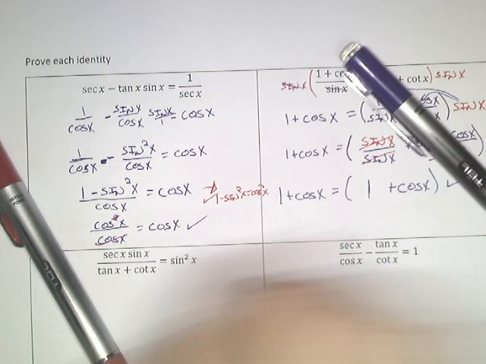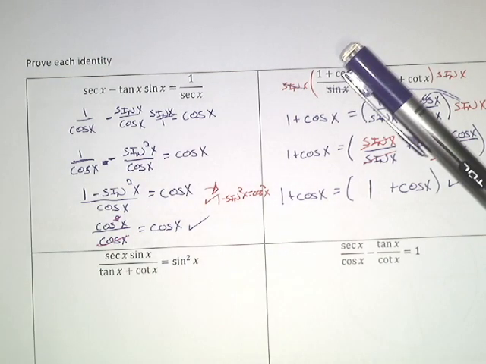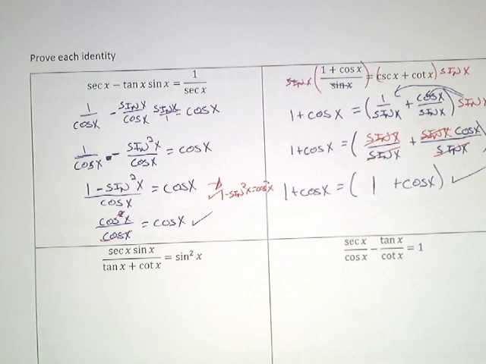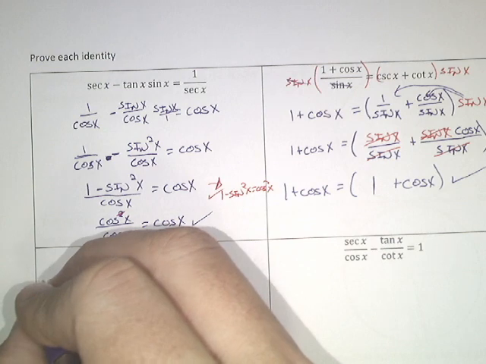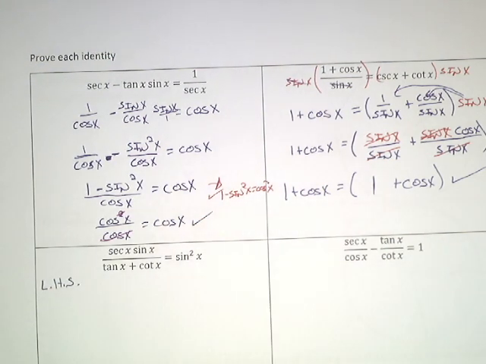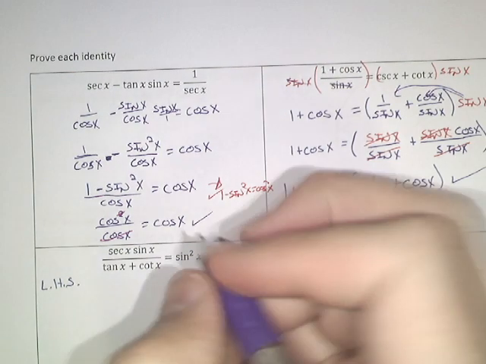Okay, this one looks rough. Let's see what we can do with it. I'm going to work with just the left-hand side right now. The right-hand side seems pretty simple, sine squared. So I'm just going to work with the left-hand side.